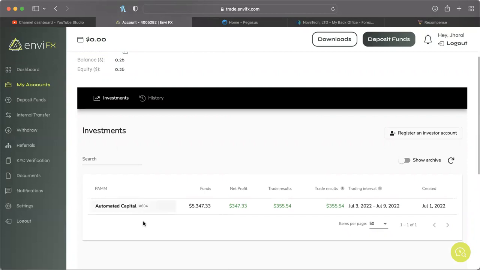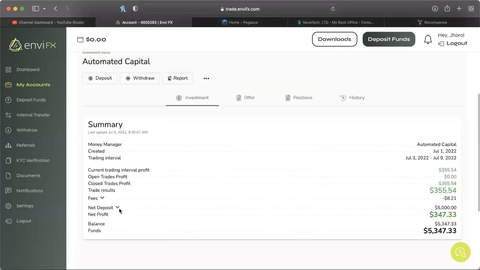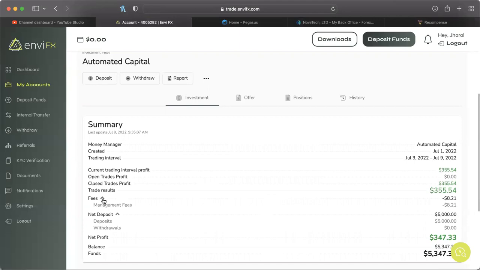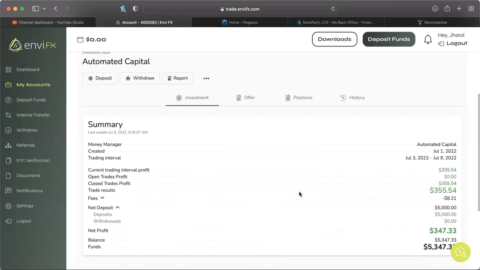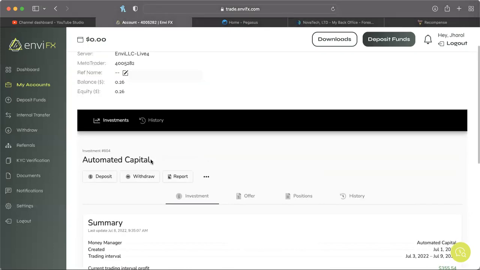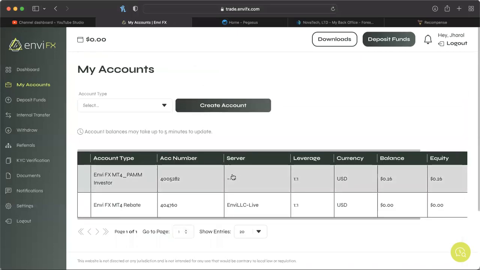But automated capital is the PAMM account that I was told about, all right? And I decided that I was going to put $5,000 in automated capital, right? So it says right here, net deposit shows me my deposit was $5,000. Okay. In fees, I've only paid $8 in such management fees, $8.21. That's cool. And as I pay other fees, like, what am I trying to say? If I go to the actual thing, it'll tell me exactly the word I'm looking for.